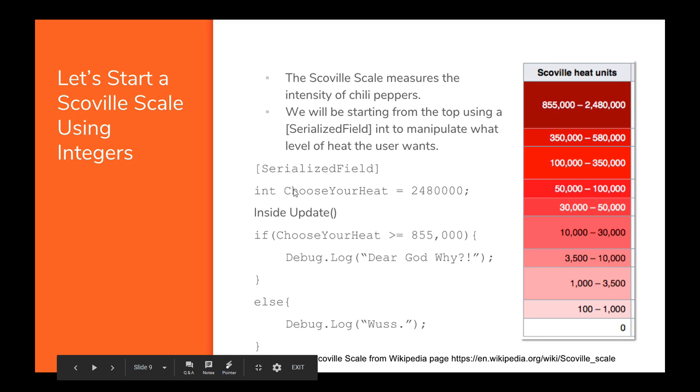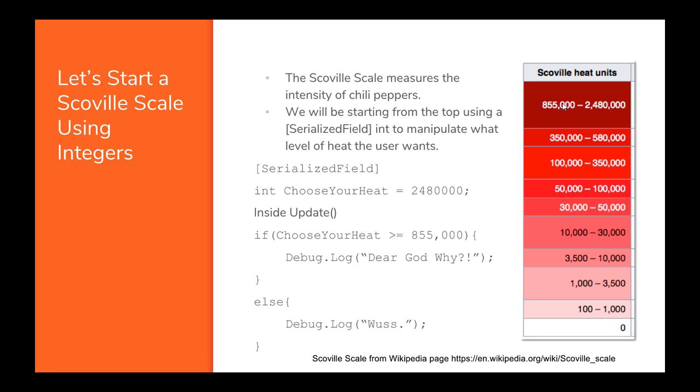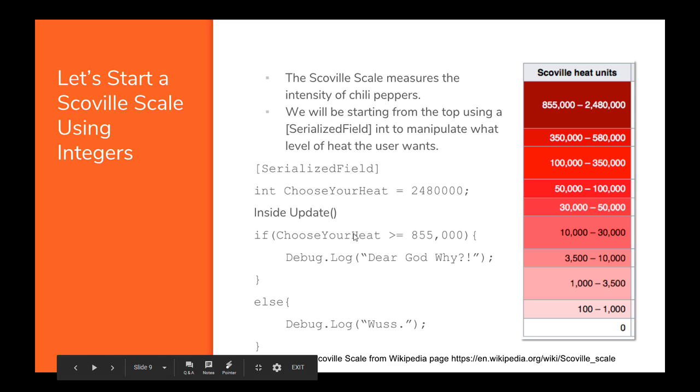Serialized field, int choose your heat, and then we'll start inside update with a basic if else. So if, and we're going to check for anything above this 855 value. So if choose your heat is greater than or equal to 855,000, we can print something out. And then otherwise we're going to call them a wuss for not being able to take the heat.